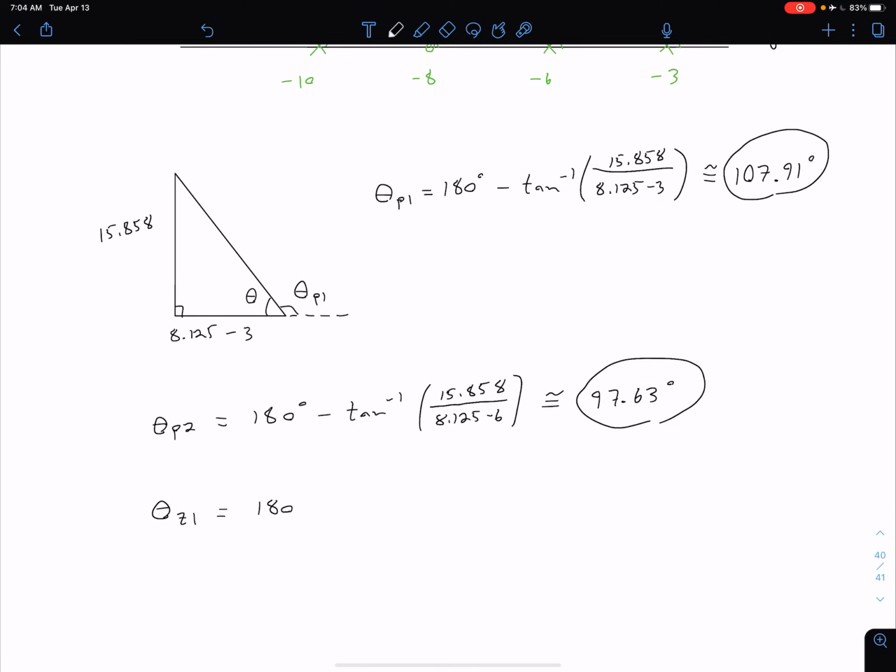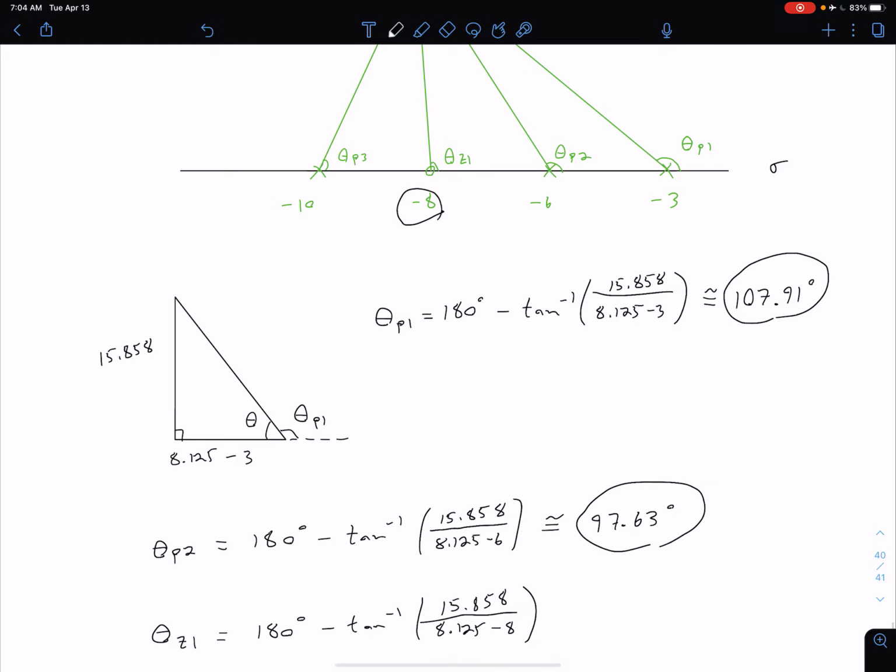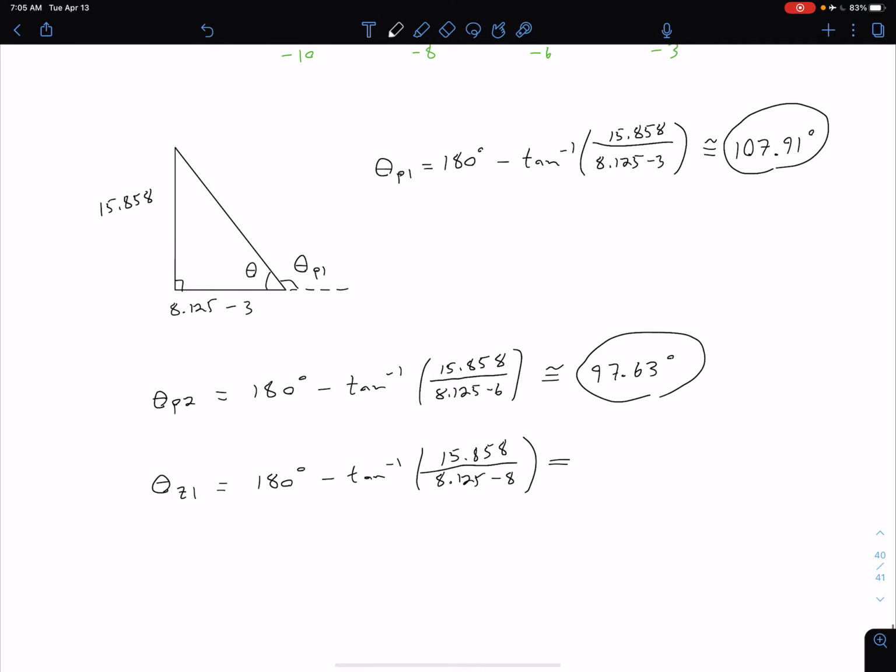All right, so on to theta Z1, for our zero. We have 180 degrees minus the inverse tangent, with the same numerator, 15.858 divided by 8.125 minus 8, because that's where our zero location is up here. Plug that in, and we get approximately 90.45 degrees.